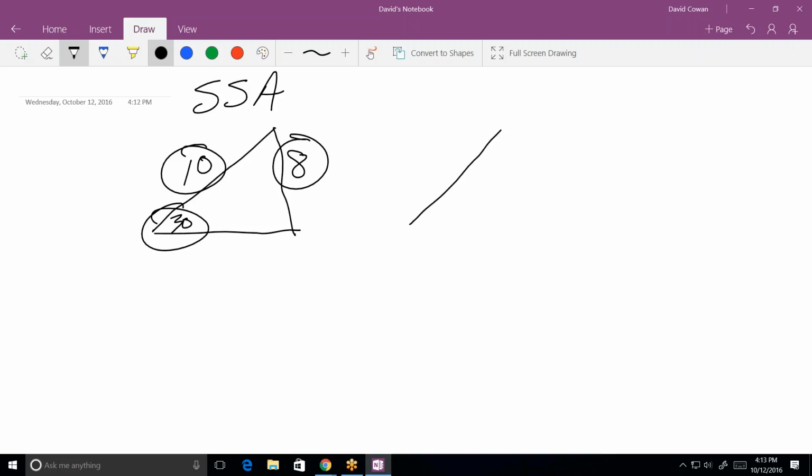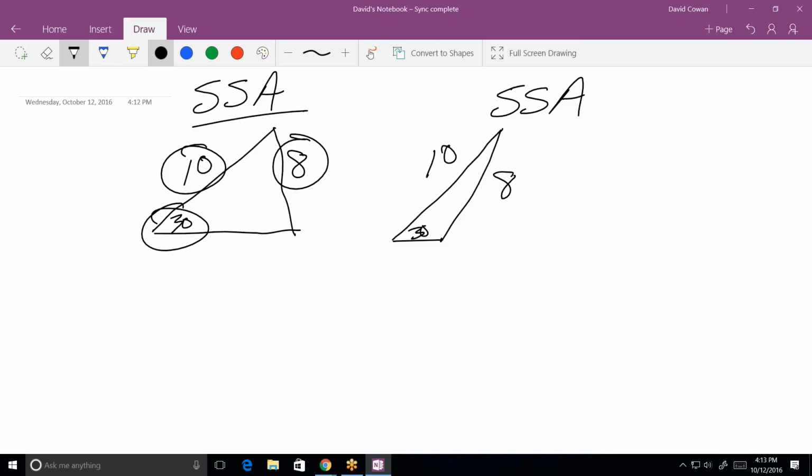I can draw another triangle that has the same 8, 10, and 30. This is also side, side, angle. And both the sides are the same, the angle is the same, but the two triangles are not the same. So side, side, angle does not always prove congruency. It sometimes does, but it doesn't always. And you only need one case where it doesn't prove it.